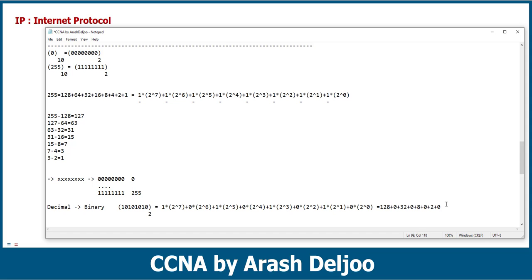That's it. Let me add these values to each other. 160, 168, and 170. That's it. This means that this value is equivalent to 170 in base 10. So easy. You should do this conversion with these parameters in your mind. And it's so easy. After some examples, it will be easy for you.